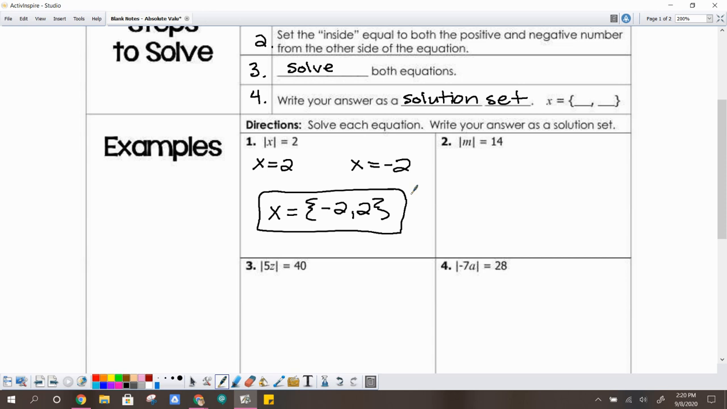So for number 2, you can try that one. Give you a quick second, pause it, come back when you're ready.